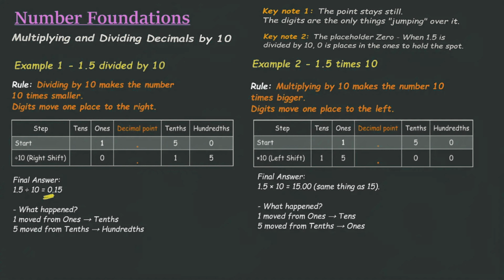Dividing decimals by 10 shrinks the value. Multiplying decimals by 10 expands the value. Right shifts are smaller, but left shifts are bigger. Same digits, same decimal point, different place values, different scale and size.